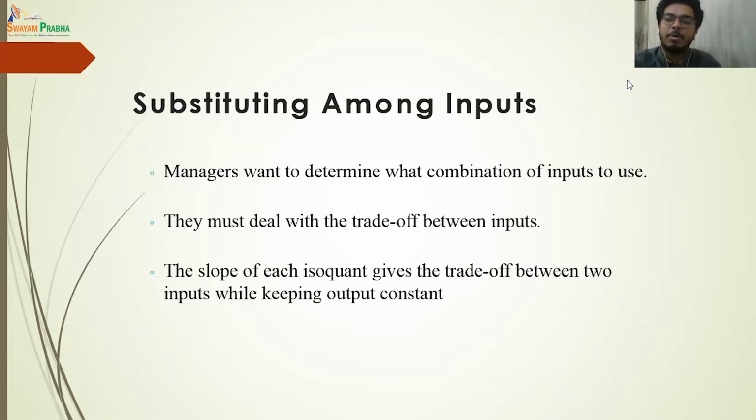So what is substituting among inputs? Substituting among inputs is nothing but when the managers want to determine what combination of inputs to use. They have both labor and capital, so they can shuffle 3 labor 2 capital, 2 labor 3 capital, 1 labor 4 capital, 5 labor 0 capital if possible, or 4 capital 1 labor. So they always have different combinations, like we have different combinations of commodities. Here in theories of firm or production, we have different combinations of labor and capital.